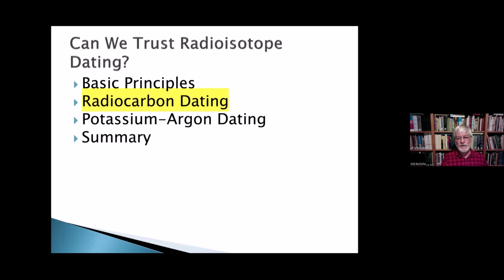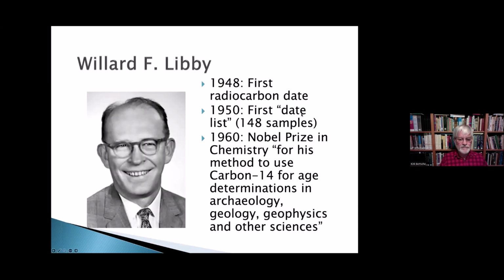So let's look at a couple of examples. Let's look at radiocarbon dating. The first radiocarbon date was done in 1948 by Willard Libby. He realized that carbon was unique and would allow dating of old things. In 1950, he produced his first date list. In 1960, he won the Nobel Prize in Chemistry for the method. And they call out applications in archaeology, geology, geophysics, and other sciences. So 12 years after he first did it, he got the Nobel Prize, and it already had a number of applications.